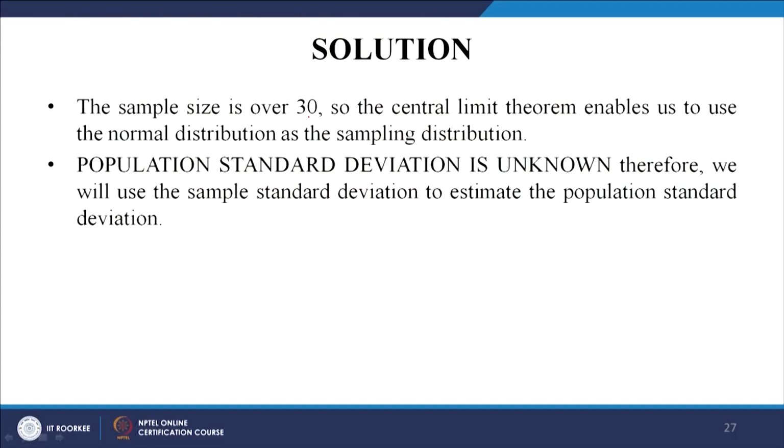Since the sample size is over 30, it is following a normal distribution. The population standard deviation is unknown in this case. Therefore, we will use the sample standard deviation to estimate the population. Remember, whenever the population standard deviation is unknown to you, kindly use the sample standard deviation, or in a real life case you may calculate the sample standard deviation and use it for the population standard deviation. Now, let us go to this case.